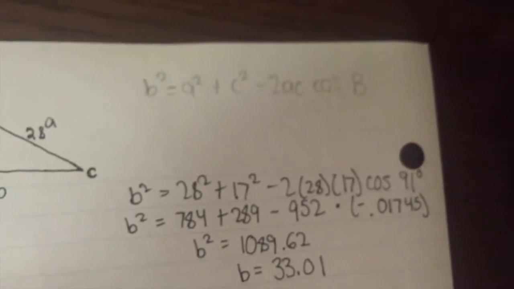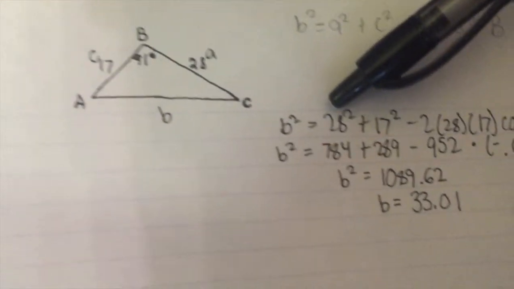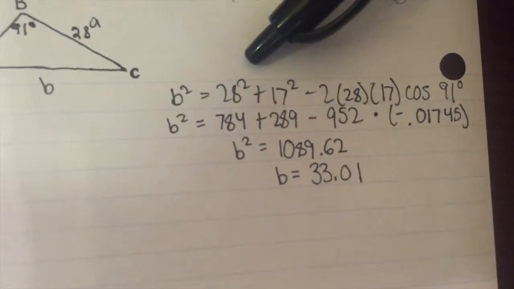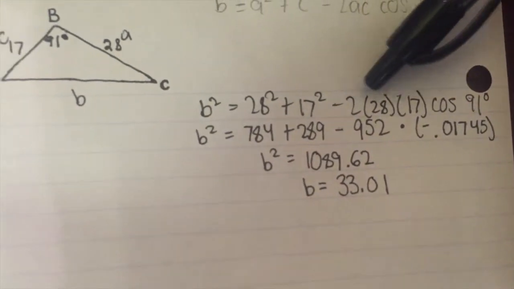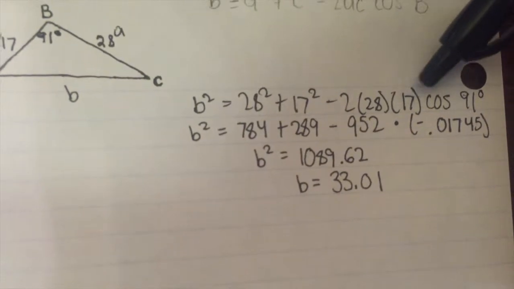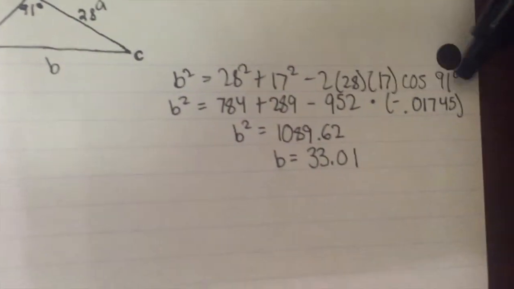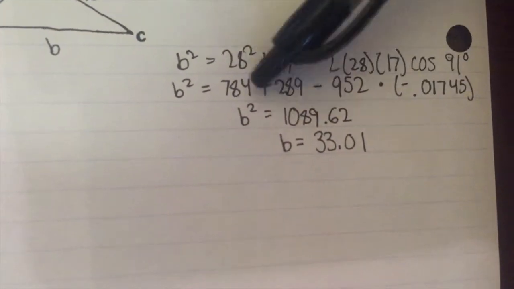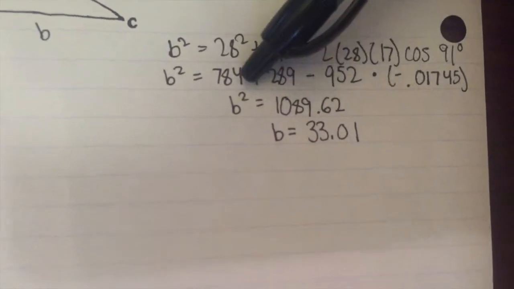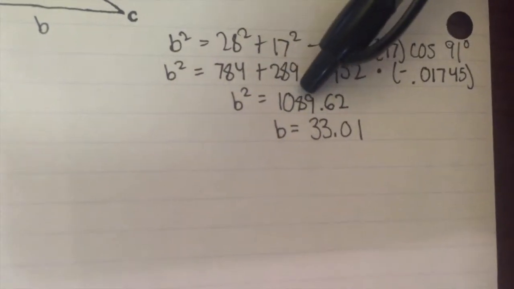B squared equals a squared plus c squared minus 2ac times the cosine of b. And then you plug in all the numbers, and we got b squared equals 28 squared plus 17 squared minus 2 times 28 times 17 times the cosine of 91 degrees. And then we multiply it all out, and then we simplified from here, and we got b squared equals 1089.62.